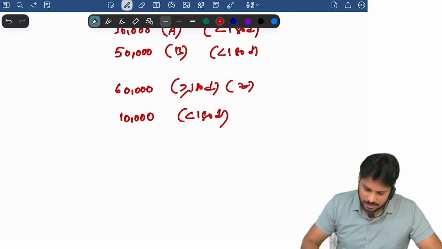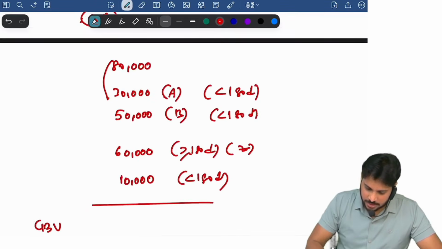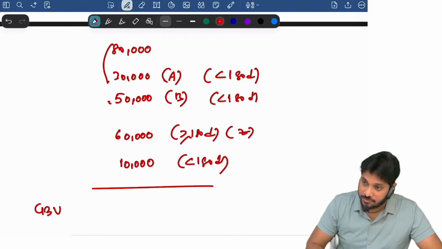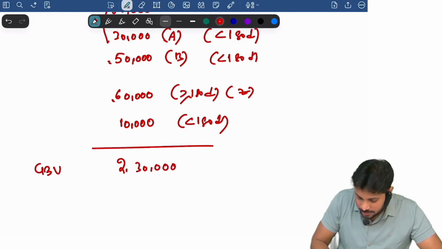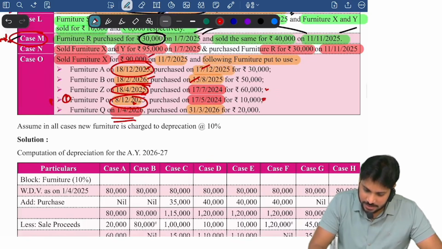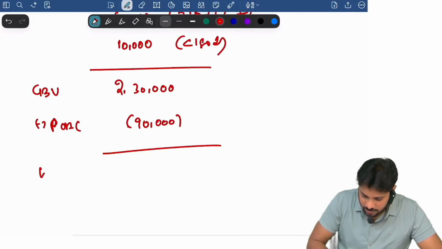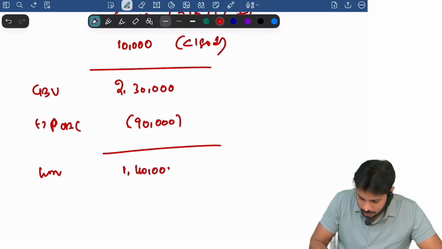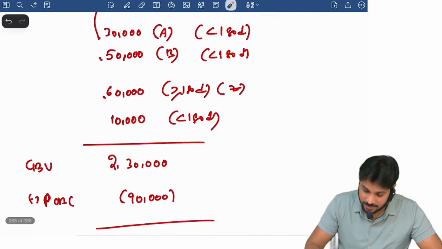Now let's look at gross block value. How much is the gross? 80 plus 30, 110. 110 plus 50, 160, 220, 2 lakh 30. Now sale value is there. Part of a block is sold at the beginning itself. They gave 90,000. Yes or no? 90. So what is the WDV of the block? 1,40,000. Correct?